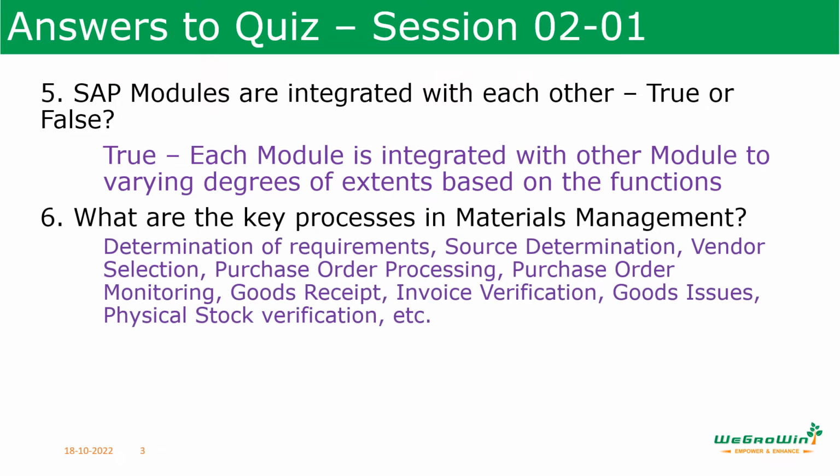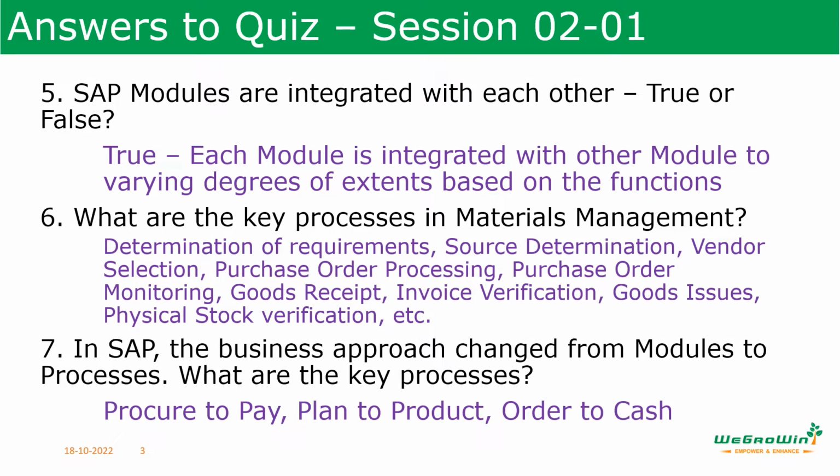Now, what are all the key process steps in materials management? This is the question. So it is determination of the requirements, source determination, vendor selection, purchase order processing, purchase order monitoring, goods receipt, invoice verification, goods issue, physical stock verification.